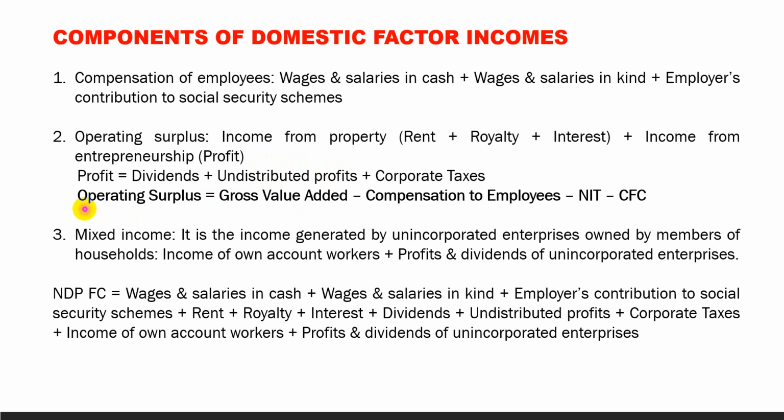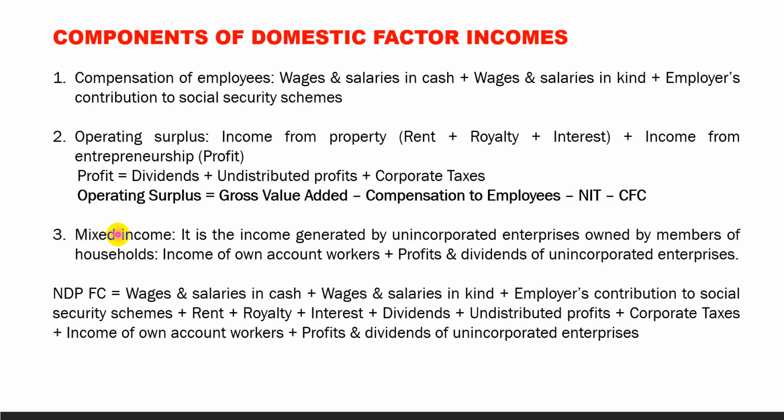Another formula: operating surplus is equal to gross value added minus compensation to employees minus net indirect taxes minus CFC. This relates the value added method and the income method. So we can say operating surplus is equal to rent plus royalty plus interest plus dividend plus undistributed profit plus corporate taxes.